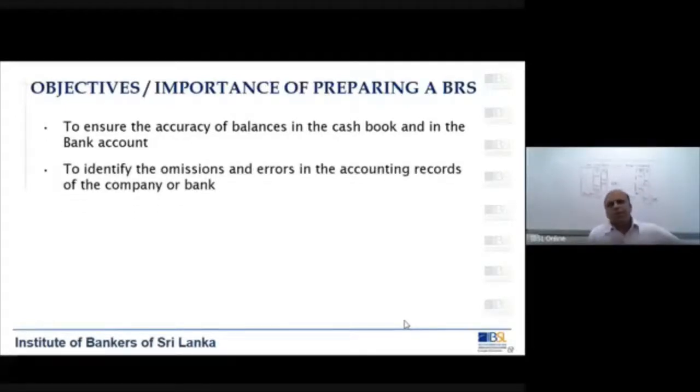Then the second point is to identify the omissions and errors in the accounting records of the company or the bank. Now we were talking about some errors. Can you remember? There can be errors made by the accountant or the bookkeeper, and also there could have been errors in the bank systems or the bank records. So when you do a reconciliation, these types of things can be identified.